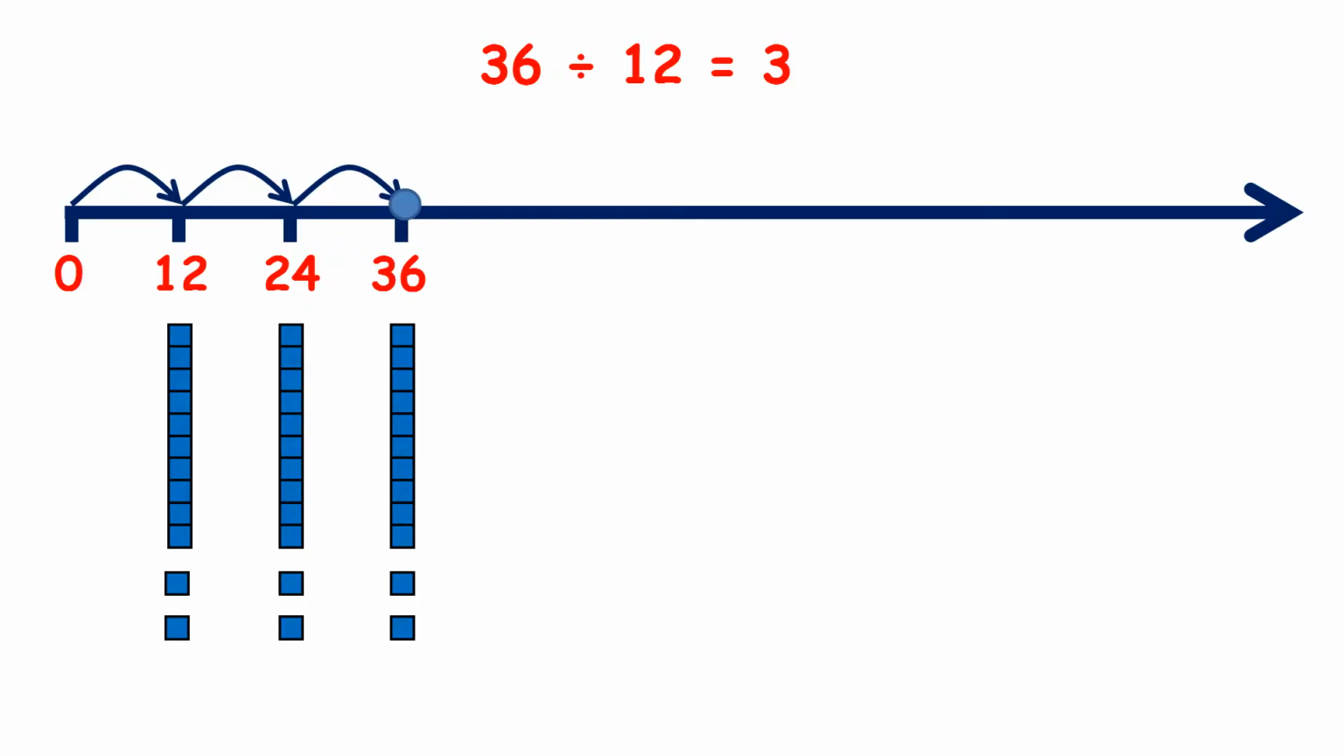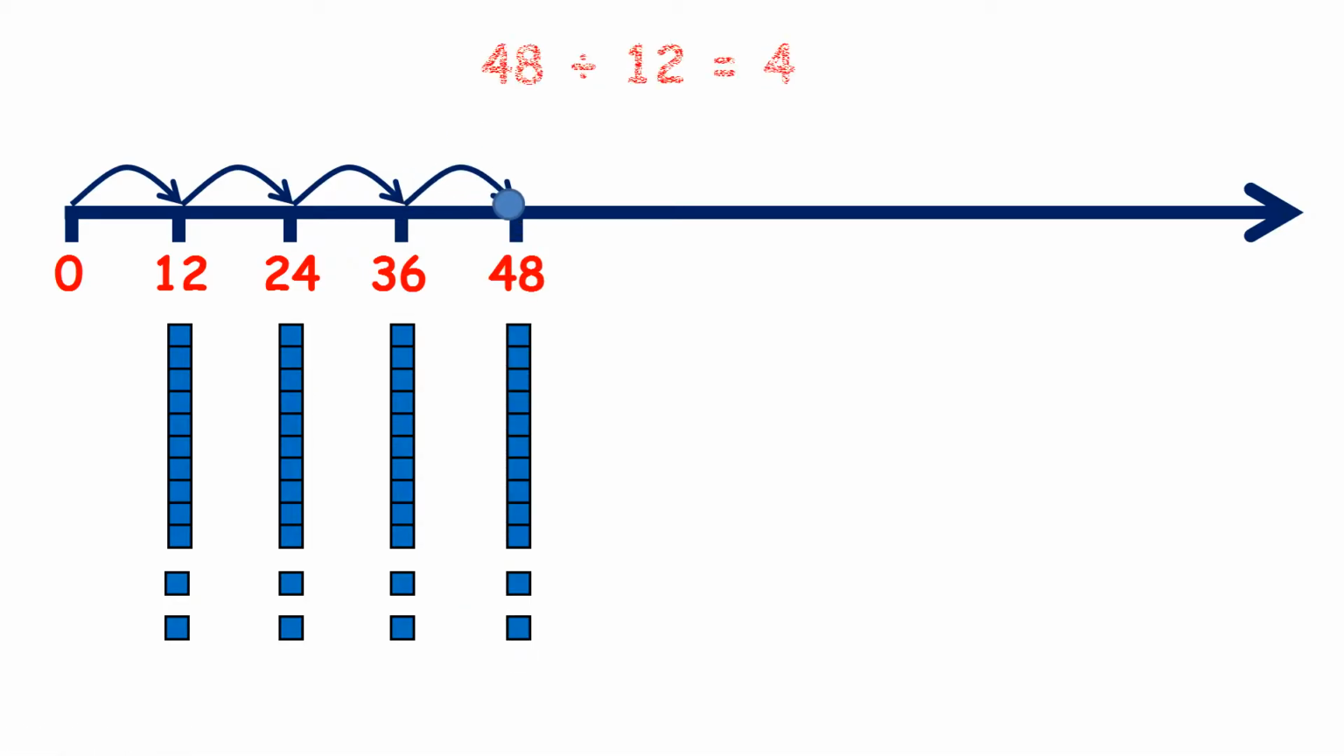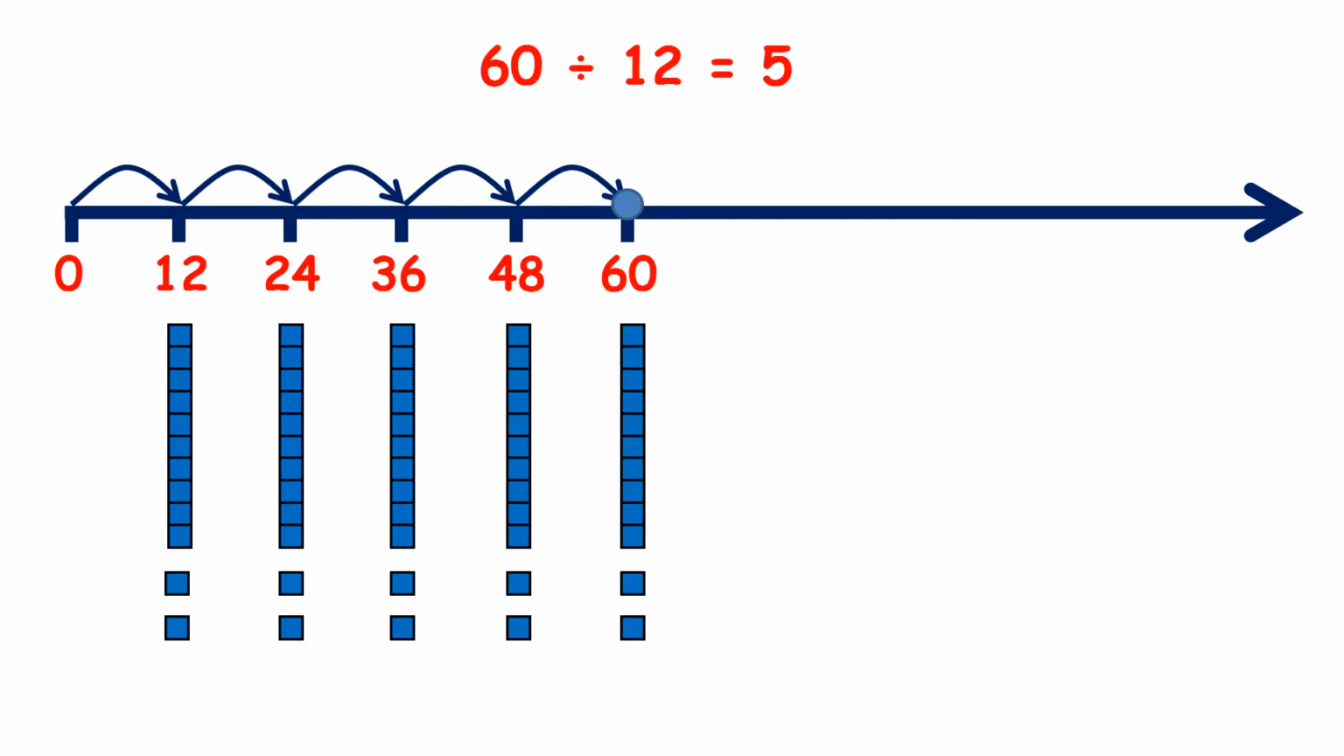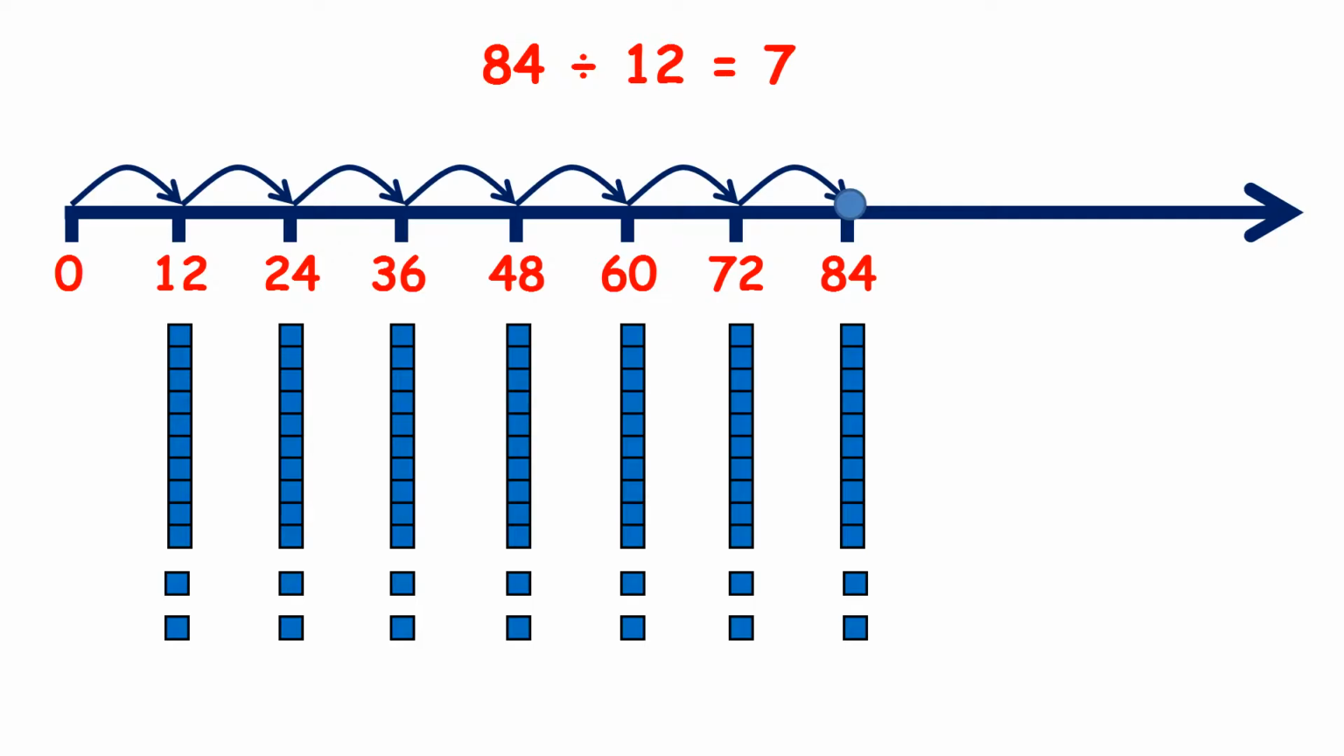36 divided by 12 is 3. So with 36, we can make 3 groups of 12. 48 divided by 12 is 4. 60 divided by 12 is 5. 72 divided by 12 is 6. 84 divided by 12 is 7.